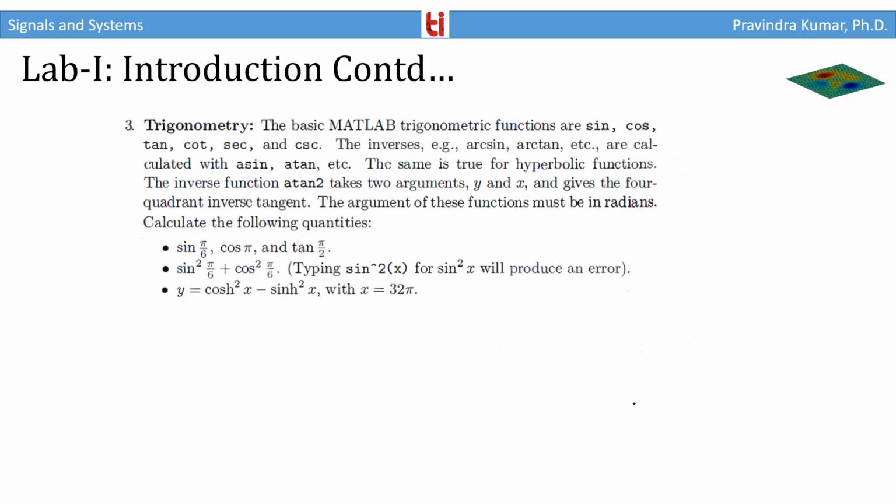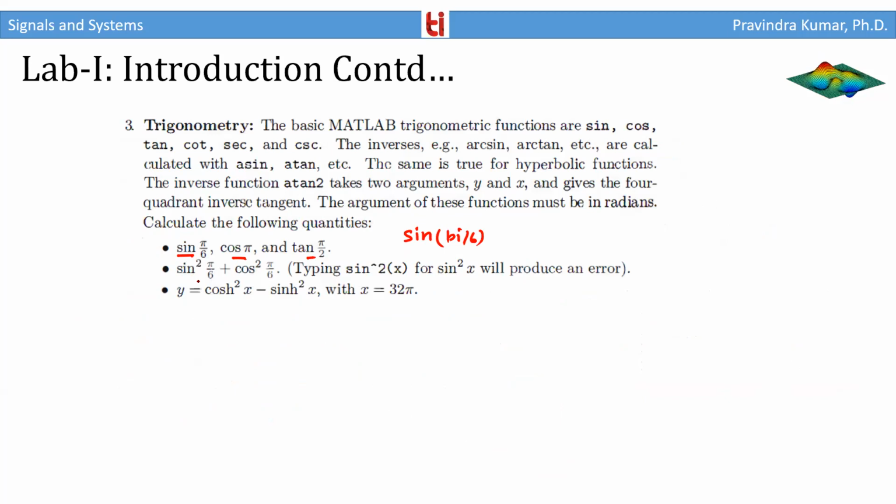Next, trigonometrical functions. Here sine, cos, tan, cot, sec, cosec, and inverse functions like arcsine, arctan, etc. These are some functions. So you have to find out sine pi by 6, cos pi, and tan pi by 2. So simply you can write sine pi by 6, cos pi, tan pi by 2. You can find out the value.